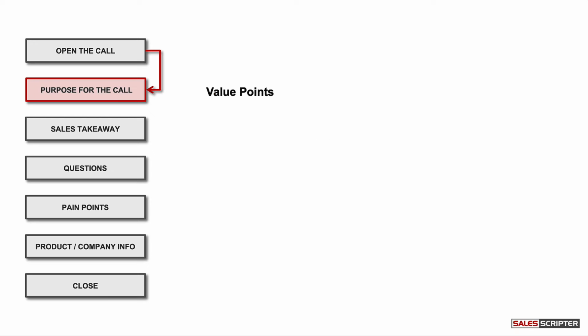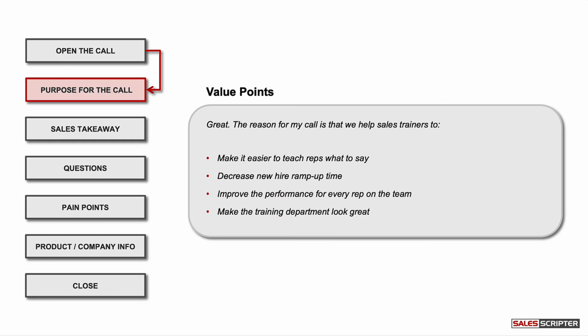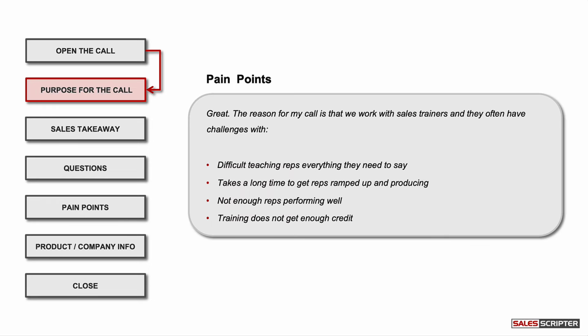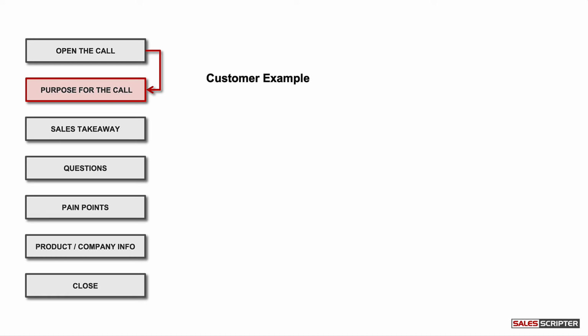For example, we can use our value points as the purpose for our call by saying something like this. Great, well, the reason for my call is we help sales trainers to make it easier to teach their reps what to say and ask, and decrease new hire ramp-up time. You could also use your pain points building block as the purpose for your call. Great, the reason for my call is that we work with sales trainers, and they often have challenges with teaching the reps everything they need to say and ask, and it can take a long time to get reps ramped up and producing.